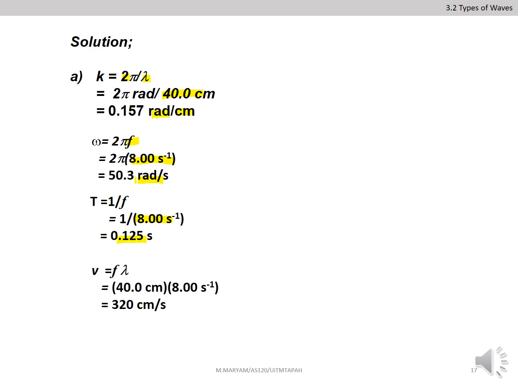v equals f lambda. F is already given, 8 per second, times lambda of 40 centimeters. So you get the velocity 320 centimeters per second, because lambda is given in centimeters.